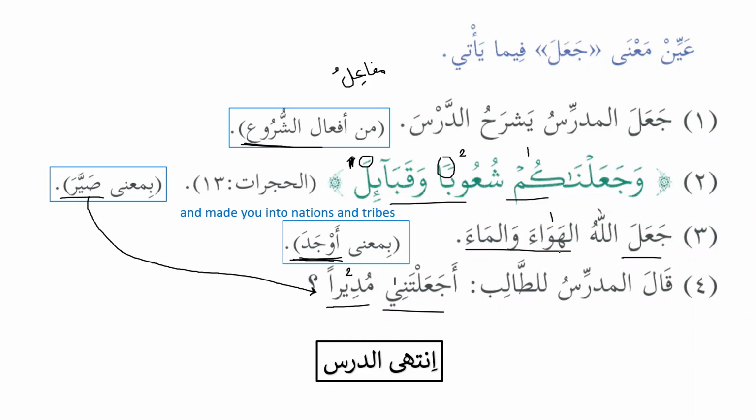Yeah, this is easy, Ustad. As you said, two maful, two objects, then it will be sayyara, and if it is one object connected with waw atf, then it should be awjada. This is easy.